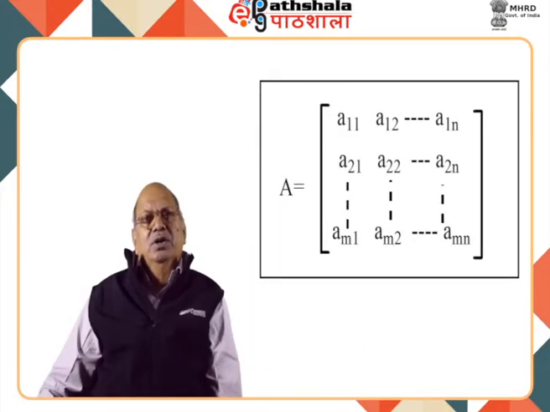First, the definition of a matrix. It is a rectangular array of elements, symbols or numbers, arranged in rows and columns and enclosed by square brackets. Different from a determinant, here we are using square brackets. In matrix A, A11, A12, up to A1n are the row elements, and A11, A21, up to Am1 are the column elements of this matrix. Horizontal lines are called rows and vertical lines are called columns.